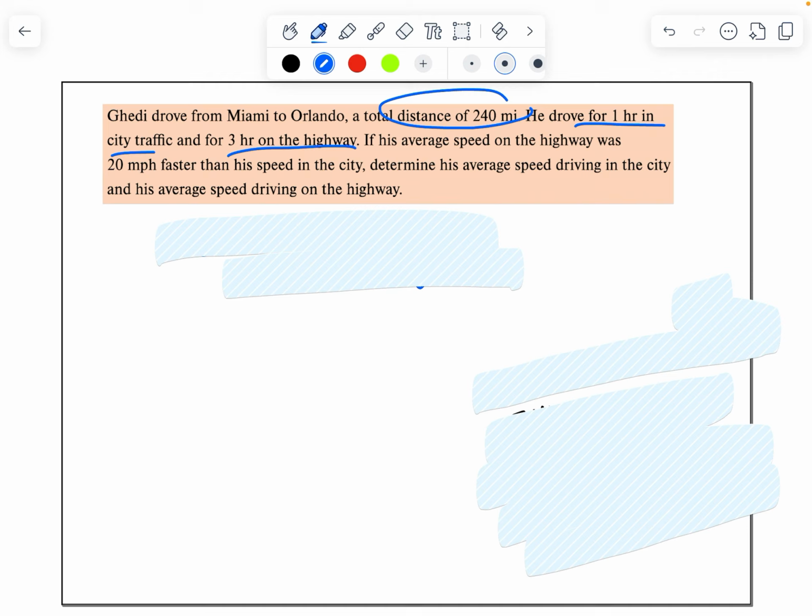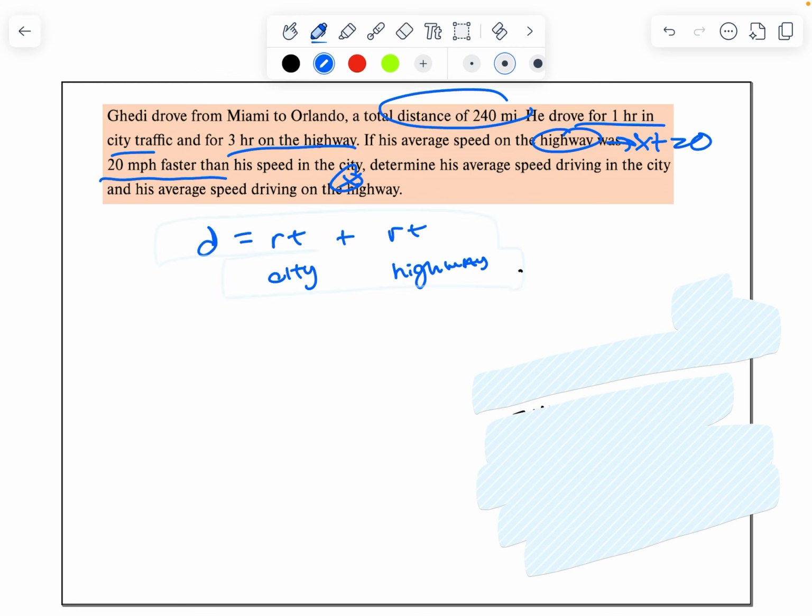His average speed on the highway was 20 miles per hour faster than his speed in the city. So we'd call his city speed x and his highway speed x plus 20. It was 20 faster on the highway. Determine his average speed. So his distance should be equal to his distance in the city and his distance on the highway.